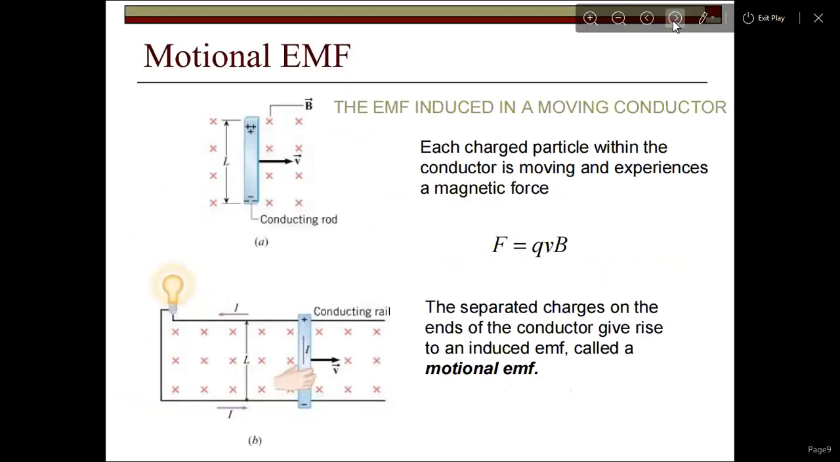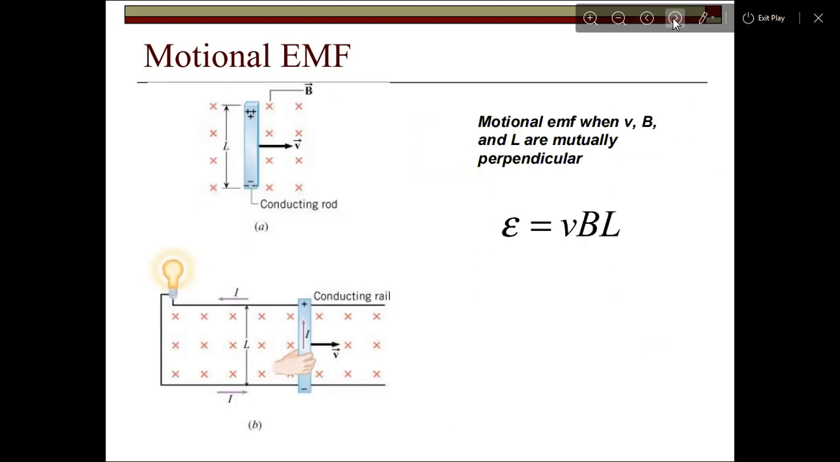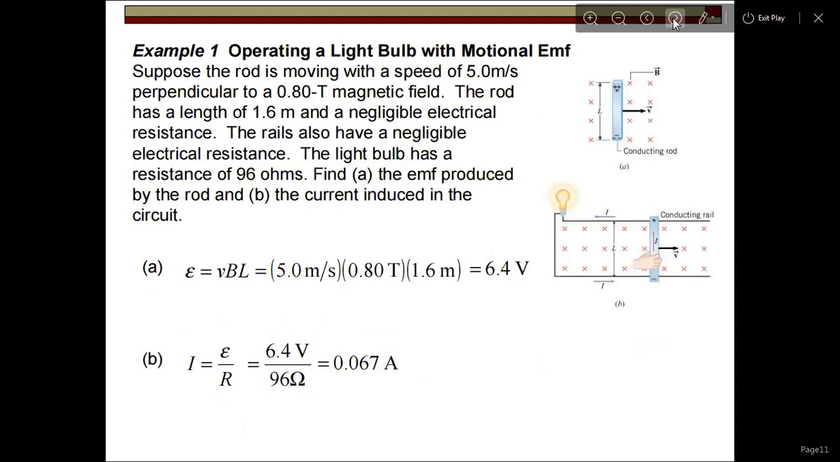Now, what is motional EMF? You must know F equals q v B. This is the magnetic force on a charged particle within a conductor. The separated charges on the ends of the conductor give rise to an induced EMF called motional EMF. This is the definition of motional EMF. When B, v and L are mutually perpendicular, then this EMF equals B v L. This is the example.